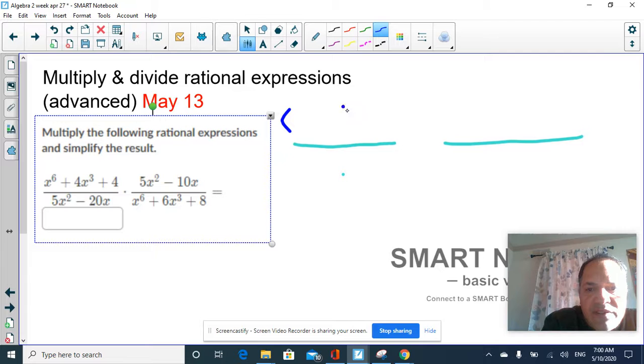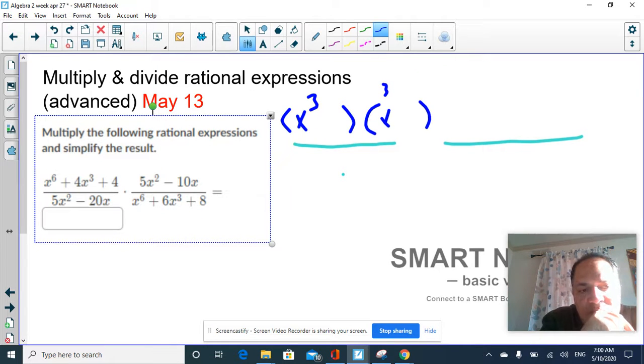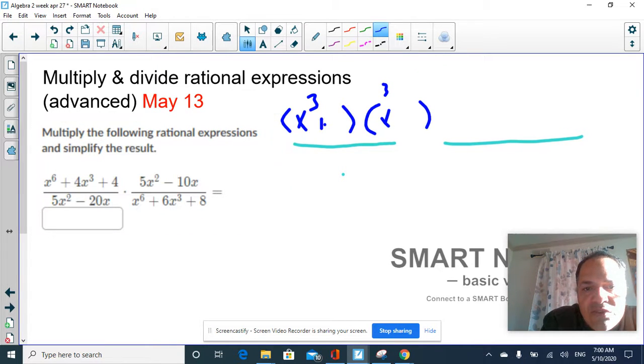Yes, we have x power 6, so it will be x power 3 and x power 3. This is a factor of x power 6. Now 4 is what? 2 and 2, so it's plus 2 and plus 2, yes? I'm sorry, plus 2 and plus 2. On the bottom, you can take out 5x, what's inside, x minus what? Yes, 4.